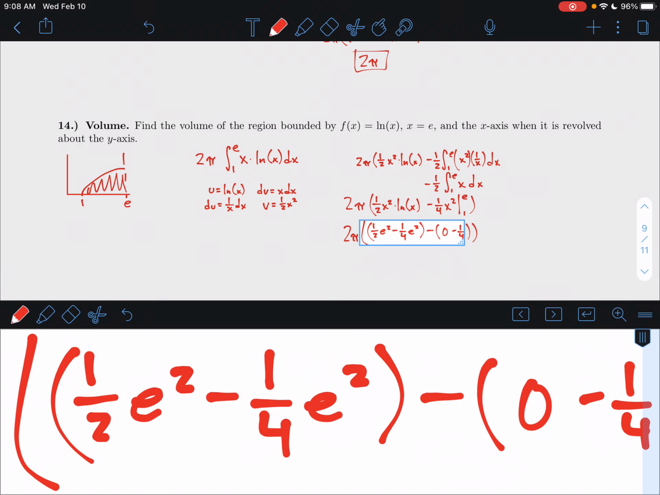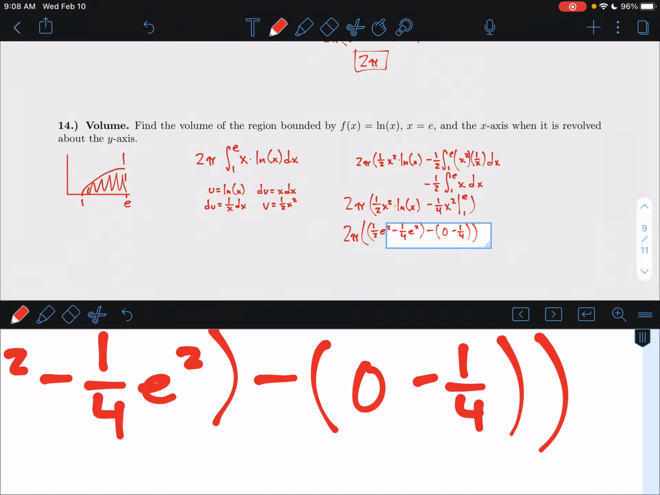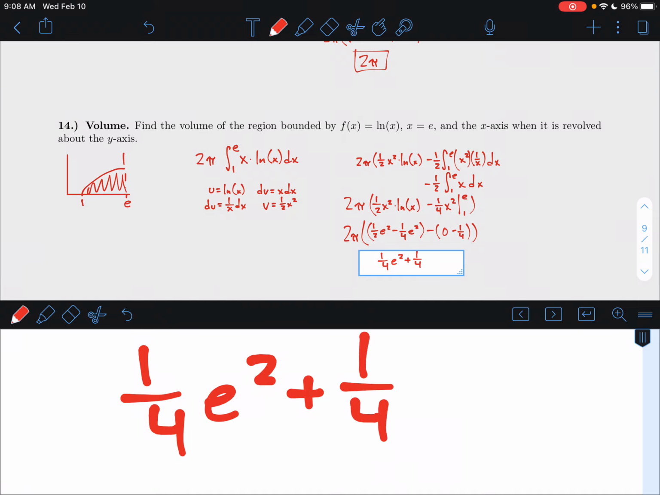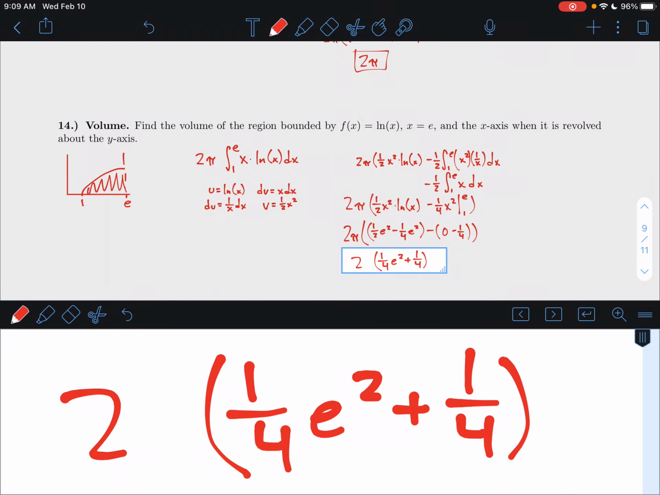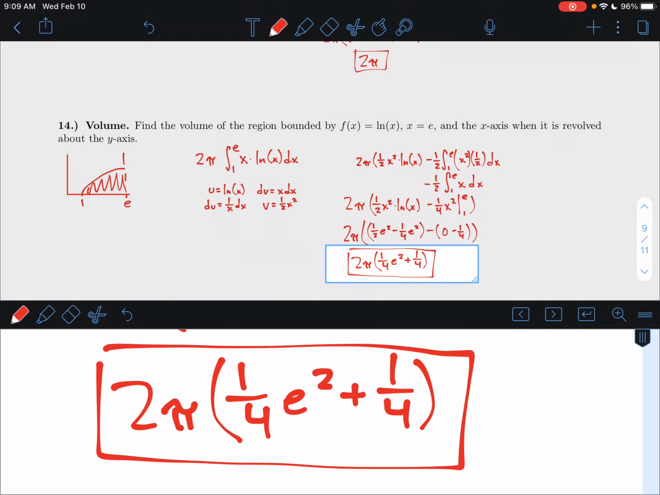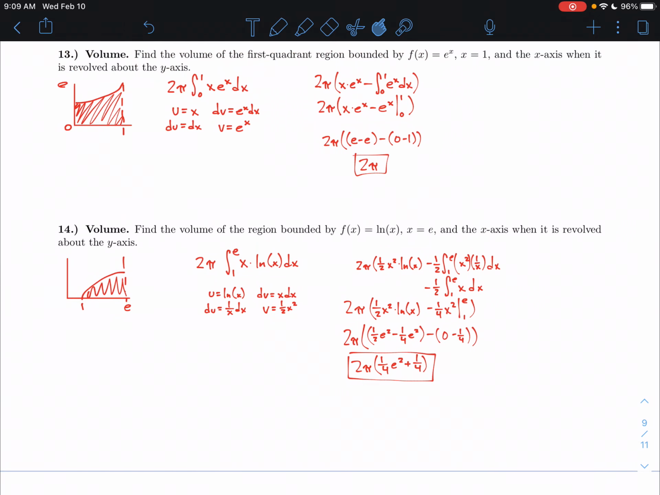And let's see, 1/2 e squared minus 1/4 e squared is going to be positive 1/4 e squared plus 1/4, because it's minus negative 1/4. So I have 1/4 e squared plus 1/4, the entire thing times 2 pi. And I'm just going to leave my answer exactly like this. I guess I could technically distribute the 2 at least and say it's pi times 1/2 e squared plus 1/2, but this is simple enough for me. That answer works, and that is what I would say the volume of this solid would be if I take that and revolve it.